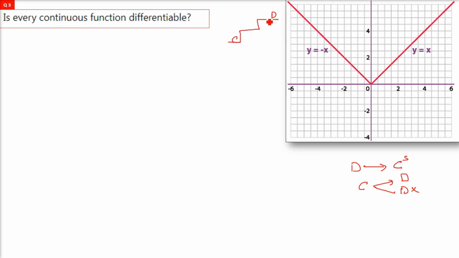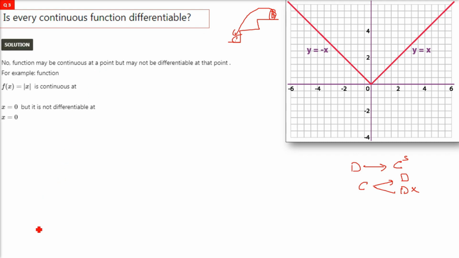For example, if you take a staircase, continuity comes first, then you climb up to differentiability. You don't go first to differentiability and then come to continuity. It is always continuity first, then you go up to differentiability. If you have reached differentiability, that means you have already achieved the continuity. Okay? So this is a very well-known example, on which we have so many questions, modulus x, which we discussed.